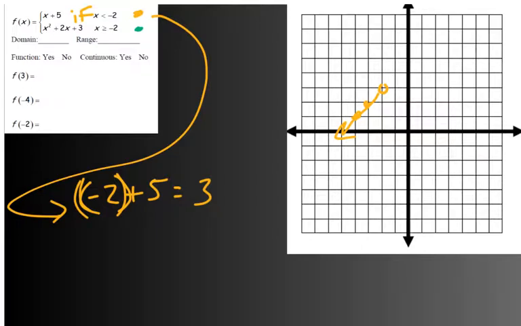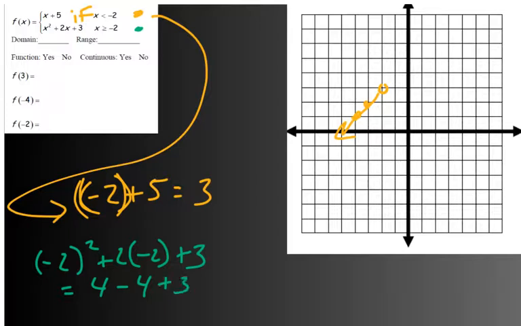To do the second piece, I know that this one is actually going to be defined at -2. So I can go plug in -2, and I would get -2 squared plus 2 times -2 plus 3, which would be 4 minus 4 plus 3, or just 3.